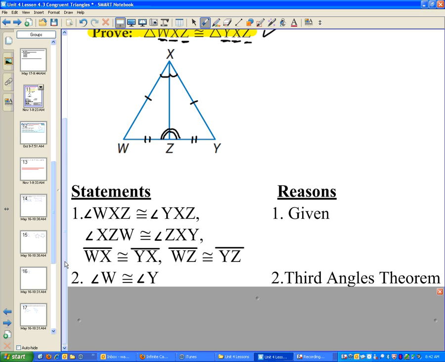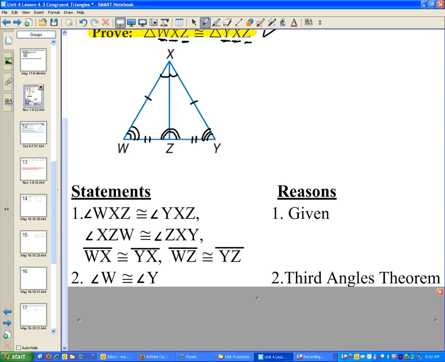Don't I have two angles from the triangle on the left congruent to two angles from the triangle on the right? The third angles theorem says that means the third angles are also congruent. So I know for a fact that angle W is congruent to angle Y because the third angles theorem tells me so. Okay? Make sense? All right.